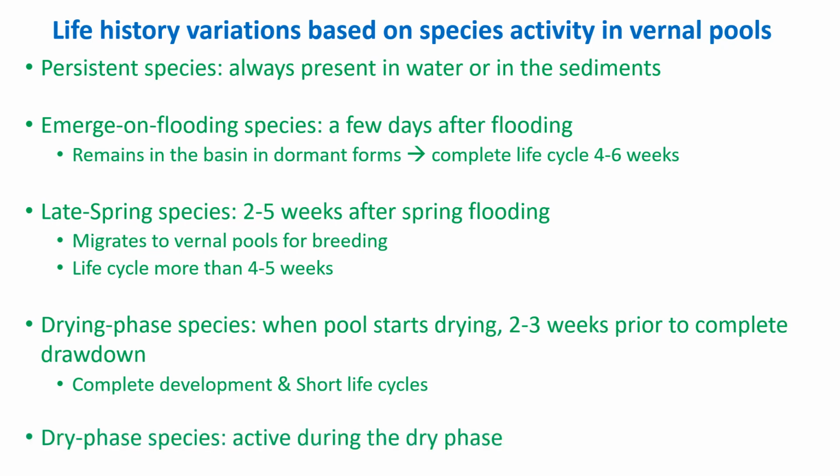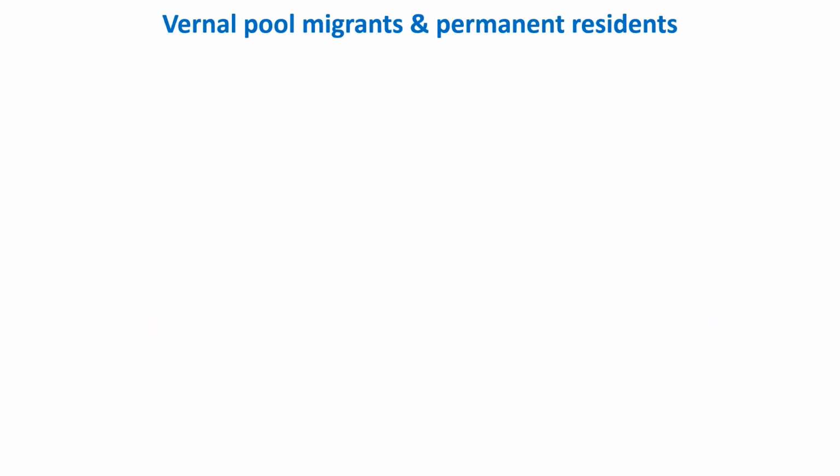The last one, the dry phase species, that actually become active only after the pond is completely dried down. And most of those species are going to be plants that can occur in the moist, humid substrates or humid soil of the vernal pool substrate, as the drawdown gets moist.